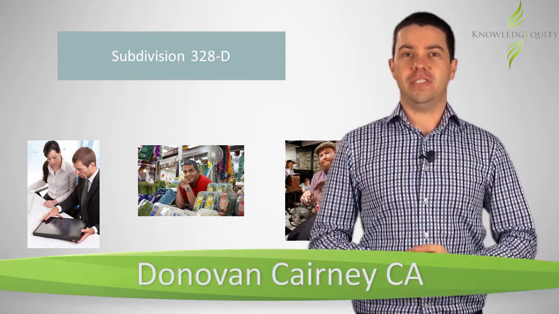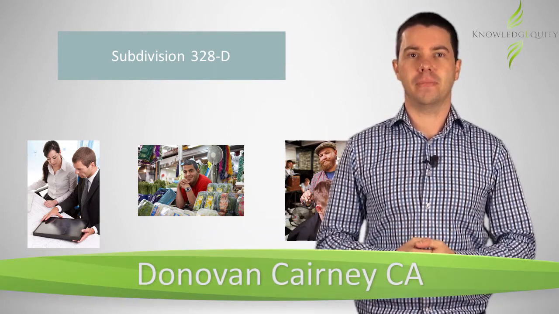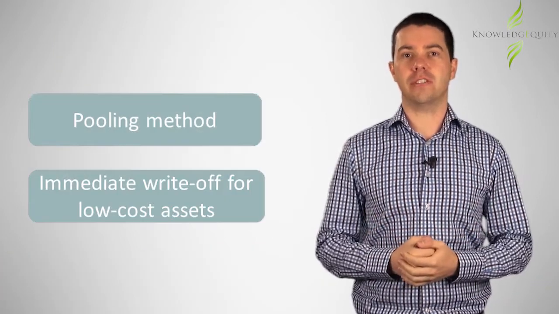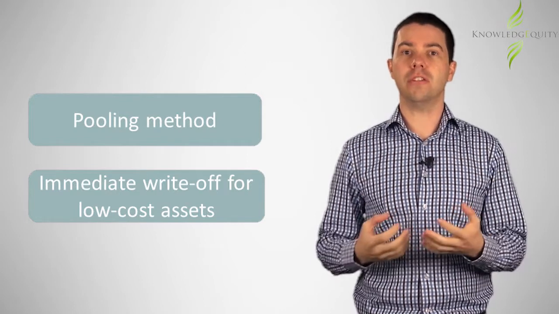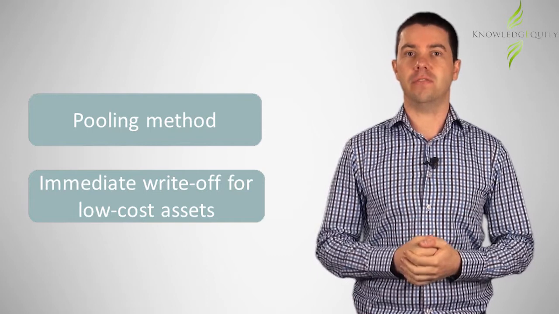Subdivision 328-D provides a simplified capital allowance system for small business entities. The system is optional to enter and has two main methods of claiming deductions: the pooling method or immediate write-off for low-cost assets. The first thing we need to consider then for this provision is whether the taxpayer is a small business entity or SBE.